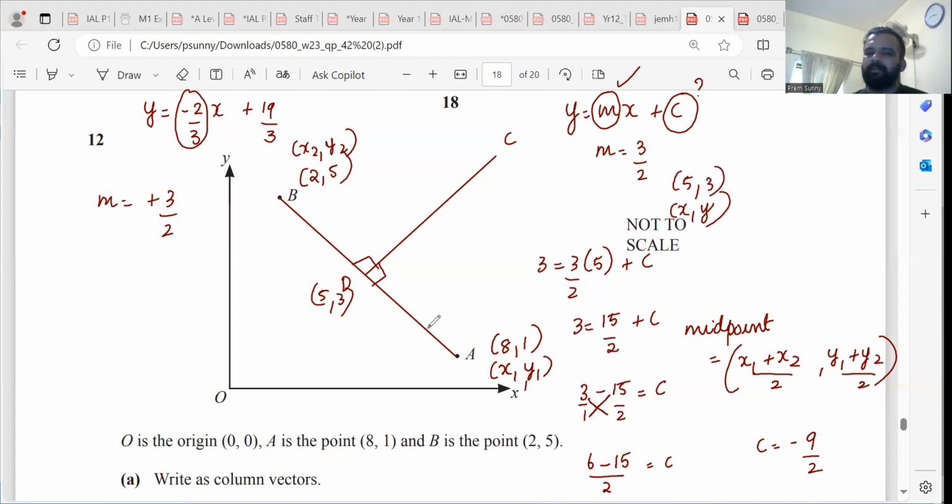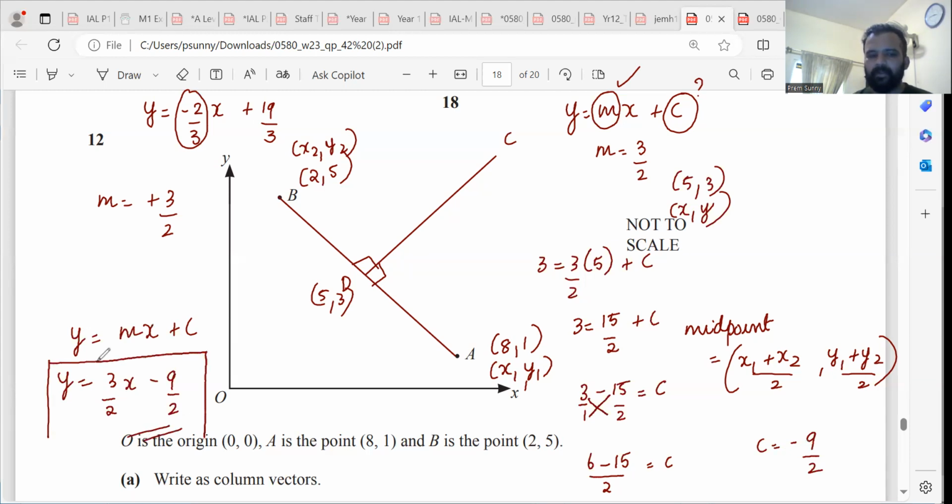So the equation of the line perpendicular to AB, that is basically CD here, is y is equal to mx plus c, the standard form. So y is equal to m, we got it as 3 by 2, x, and c we got it as minus 9 by 2. This will be my final answer for the equation of a line perpendicular to AB.